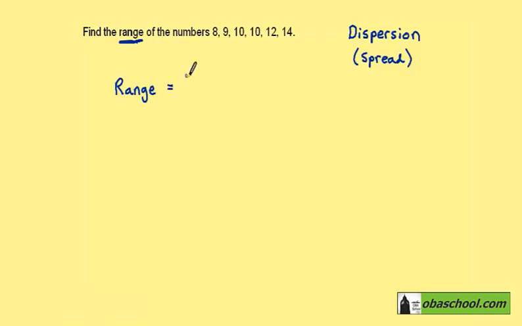It's quite simply the largest data value take away the smallest data value. So here the largest piece of data is a 14 and the smallest is an 8. So we have 14 take away 8, which is 6.